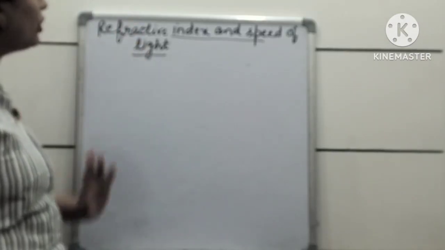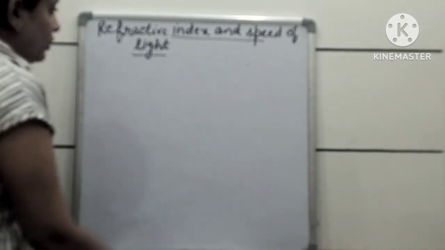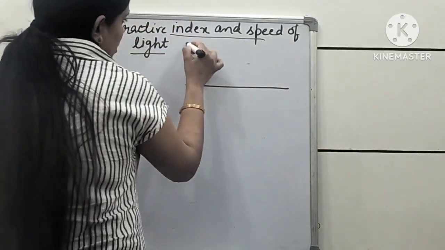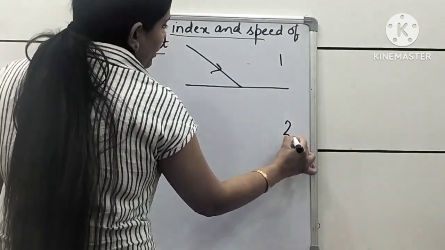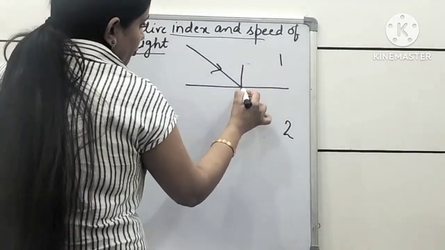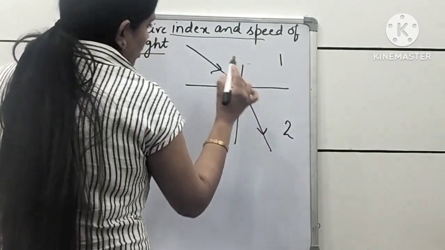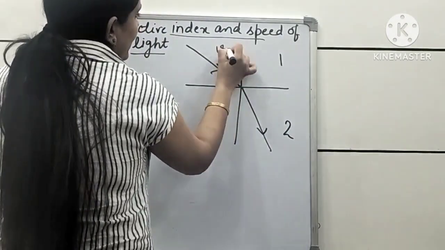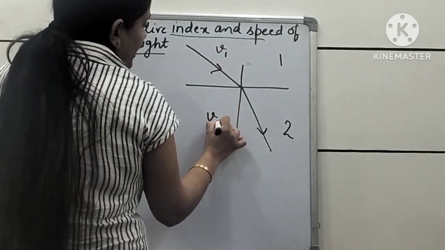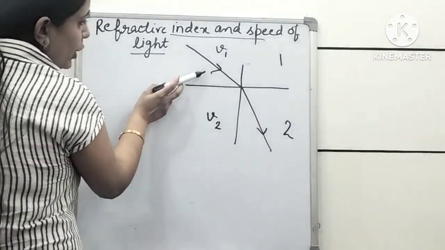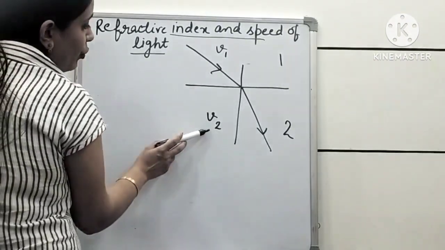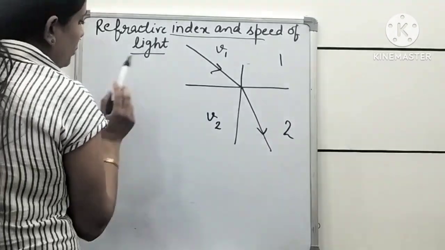What is the relationship between the refractive index and the speed of light? Light is coming from this medium 1, and this is medium 2. Here the speed of light is V1, and here the speed of light is V2. When the light ray goes from medium 1 to medium 2, the speed of light is changed in the medium.